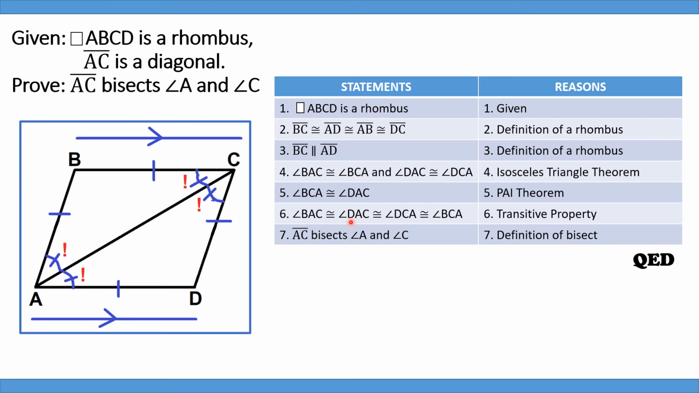So, statement number 6 now tells us that these all four are congruent. So, angle BAC is congruent to angle DAC, congruent to angle DCA, congruent to angle BCA by transitive property. And so, number 7, the conclusion, line segment AC bisects angle A and angle C by the definition of bisect. QED.